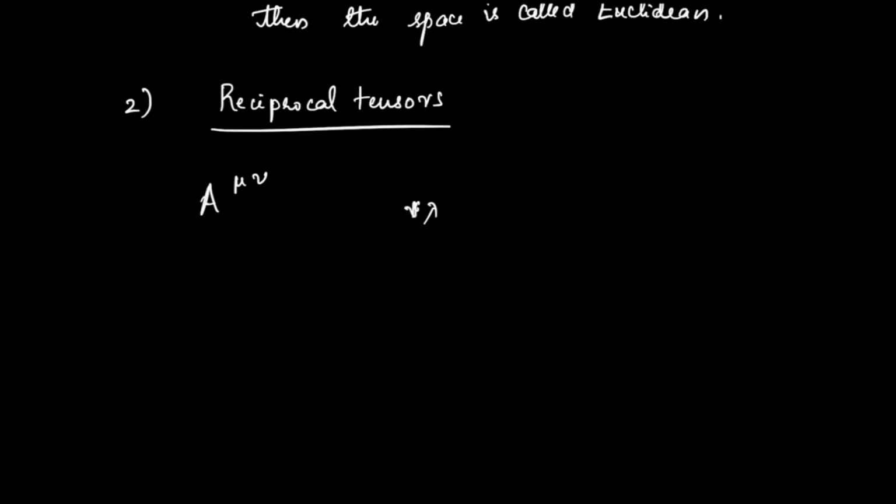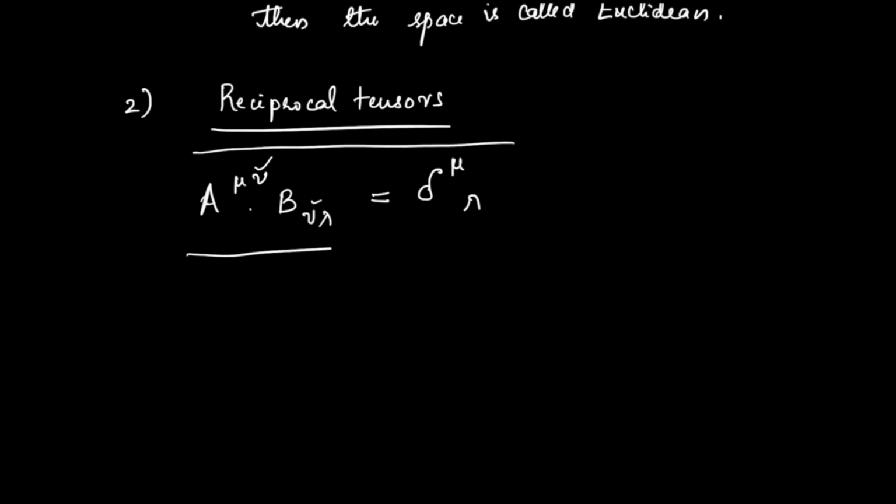So if I take the inner product of A mu nu and B nu lambda, inner product means first you have to take the outer product and then do the contraction. For doing contraction, one contravariant index should be equal to a covariant index. So two tensors A mu nu and B nu lambda are said to be reciprocal to each other if I take the inner product and I get the unit tensor, right?